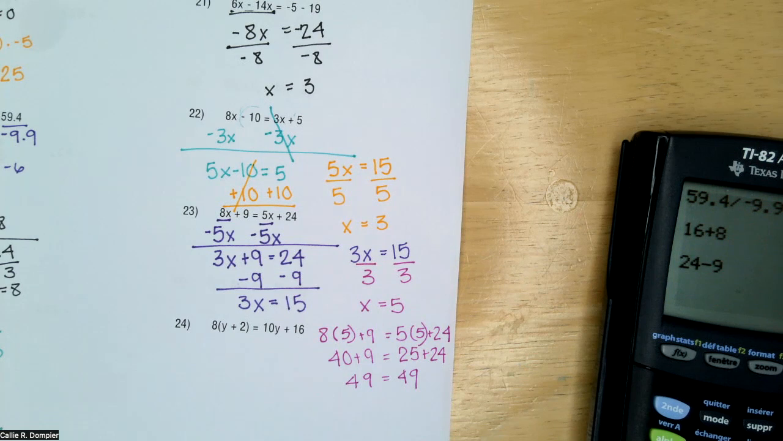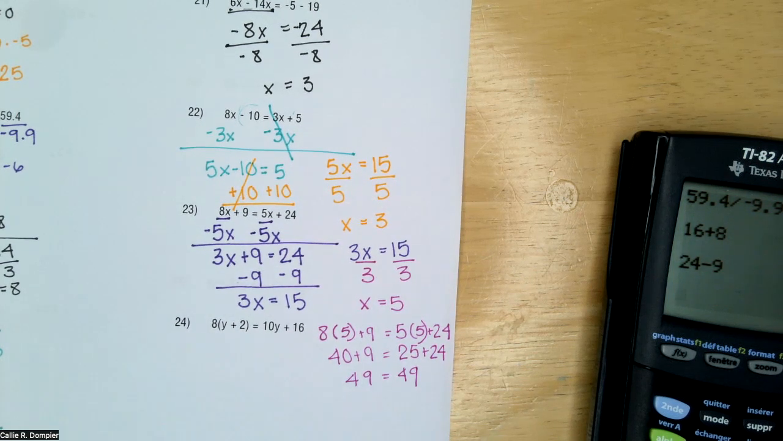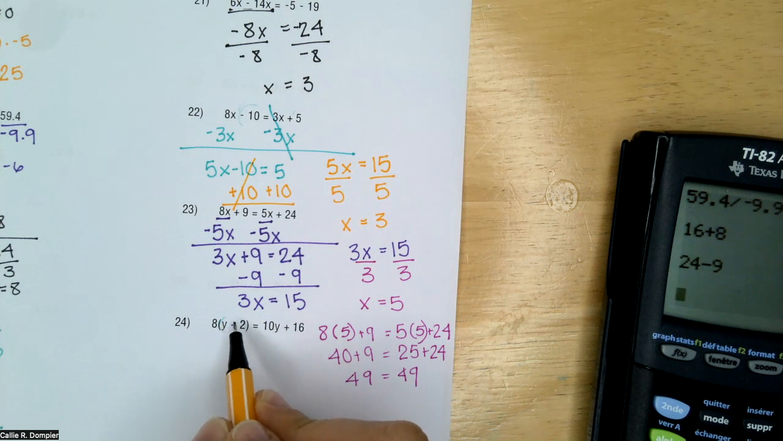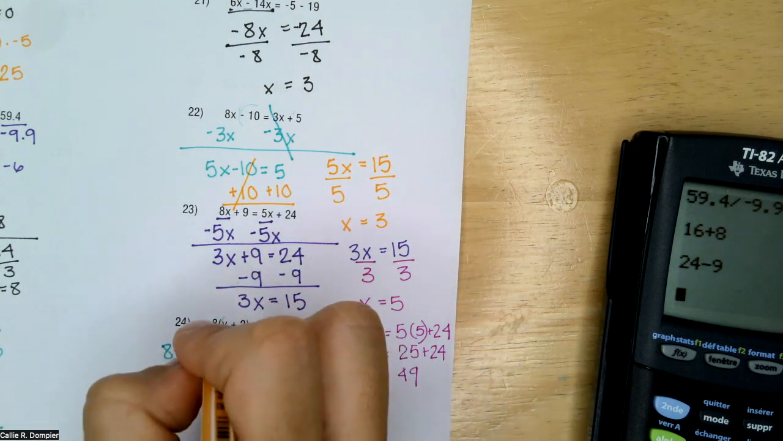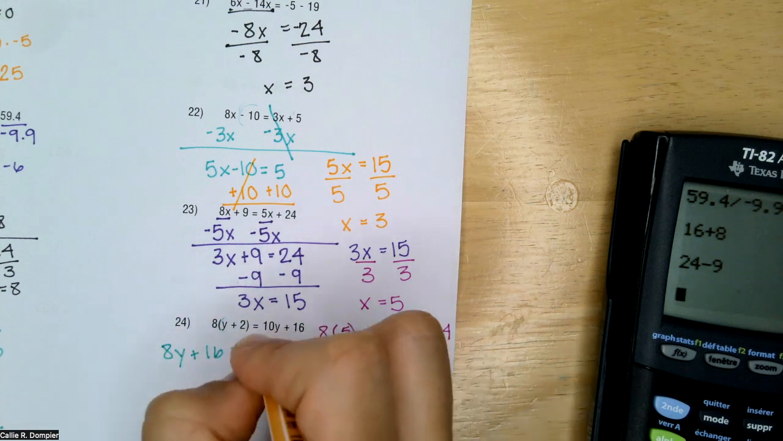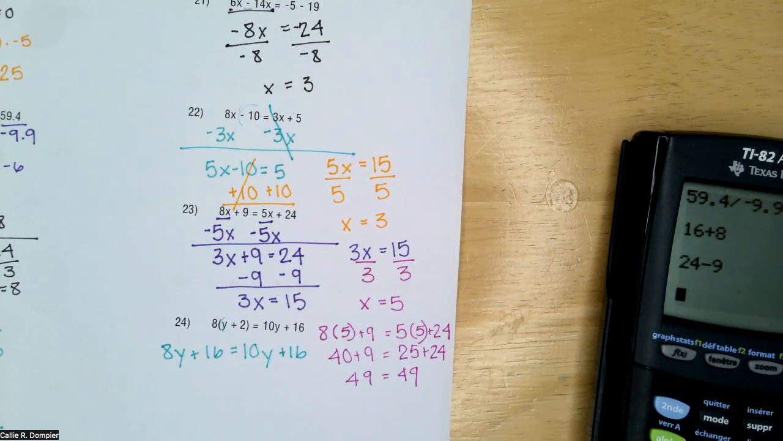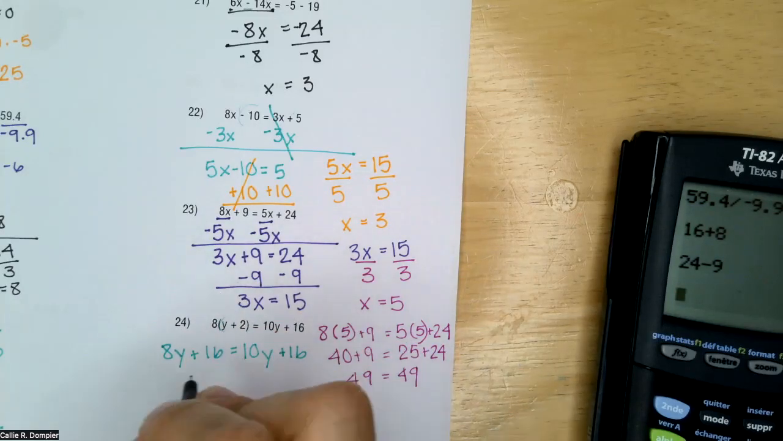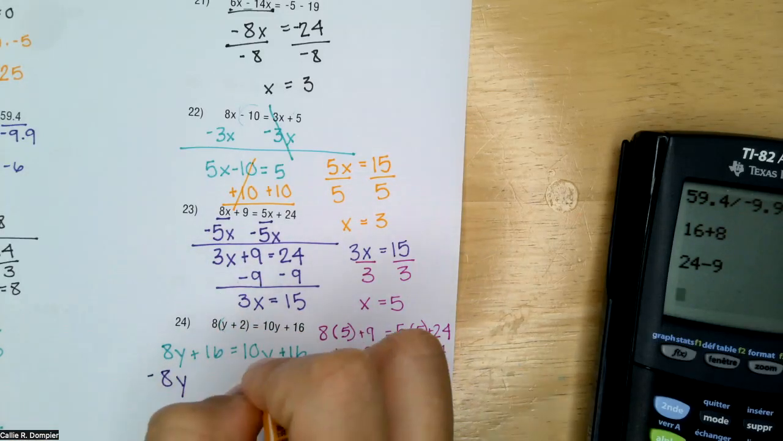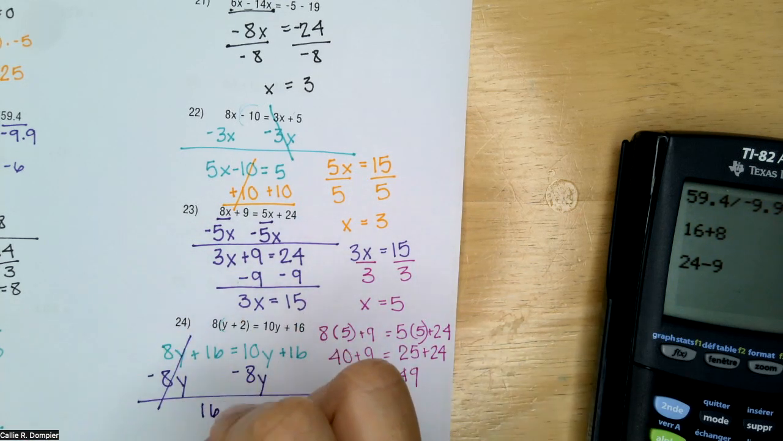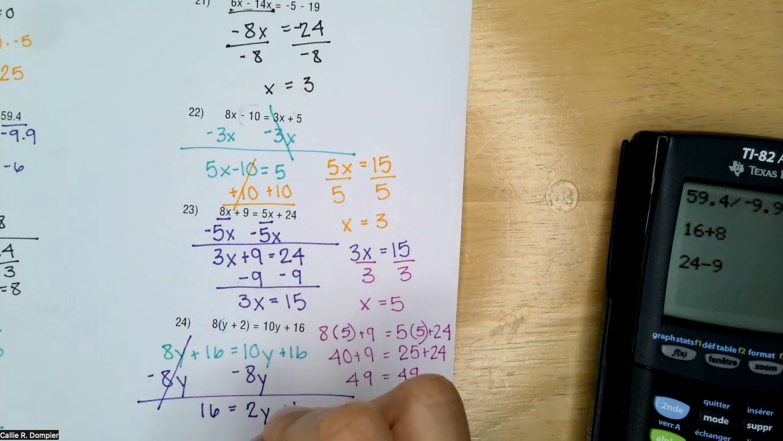Okay. Now, this one looks similar, but it has a parentheses on the left. That parenthesis means we need to distribute the 8, okay? Distribute the 8 to the quantity y plus 2. 8 times y is 8y. 8 times 2 is 16. Good? Okay. Now, this is an 8y, this is a 10y. They're both positive. So I'm going to subtract the 8y so that the y remains positive. Those are gone now. We have a 16 equals 2y plus 16.